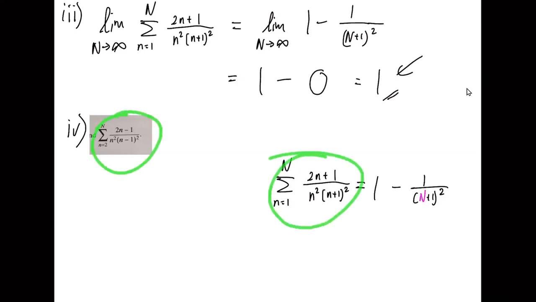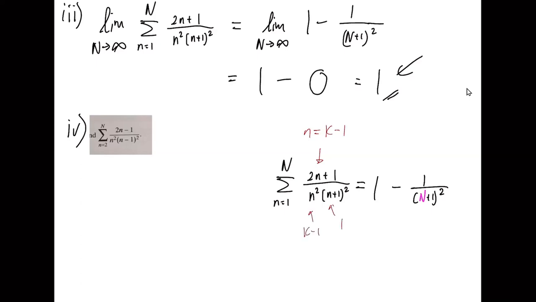Here and there look very similar, right? You see 2n plus 1, you see n plus 1, you see 2n minus 1, you see n minus 1. What's the difference? What happens if I replace this n here with, let's say, k minus 1? What will I get? Replace the n here with k minus 1.